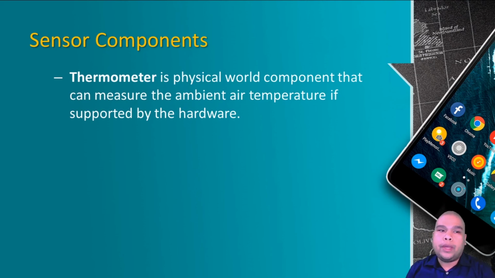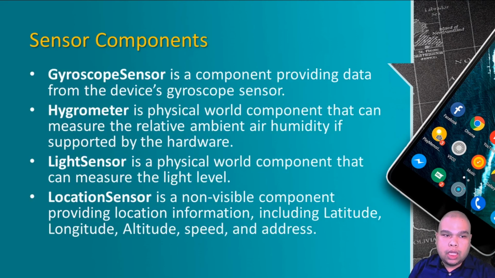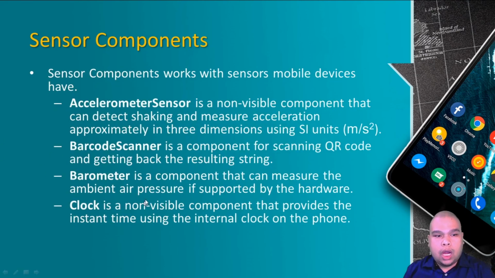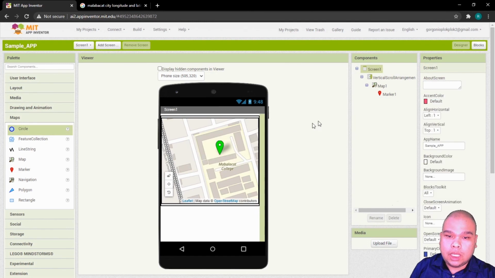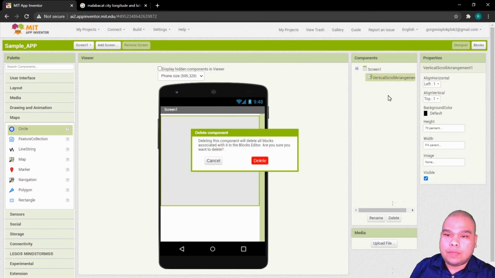Now, how are we going to demonstrate the use of sensor components? Not all of these components or the hardware are readily available for us. So what we're going to do now is demonstrate how the accelerometer sensor works, or how we're going to use this sensor. We'll proceed back to your MIT App Inventor. For now, I'll be deleting all the components that I've added previously.